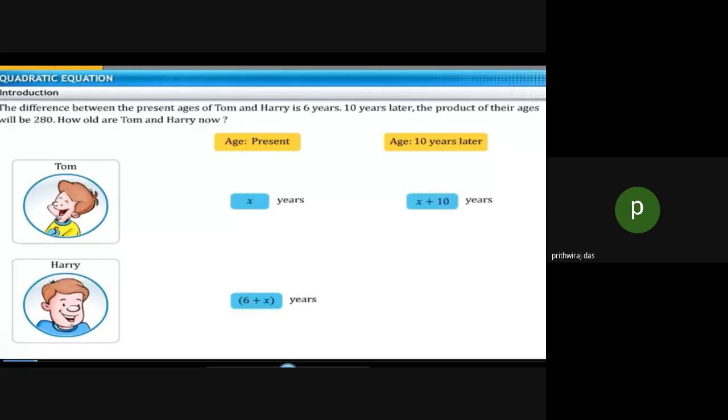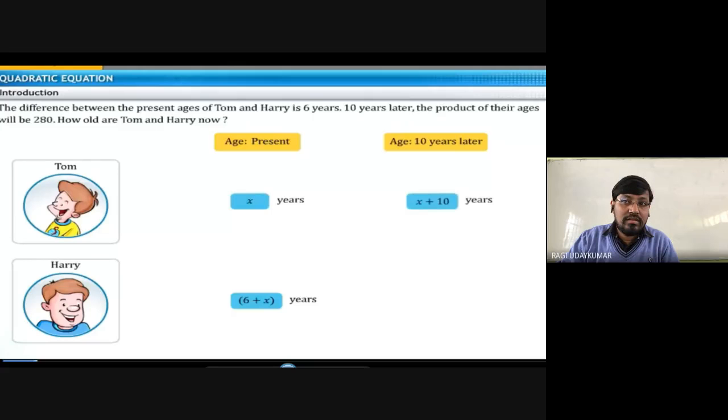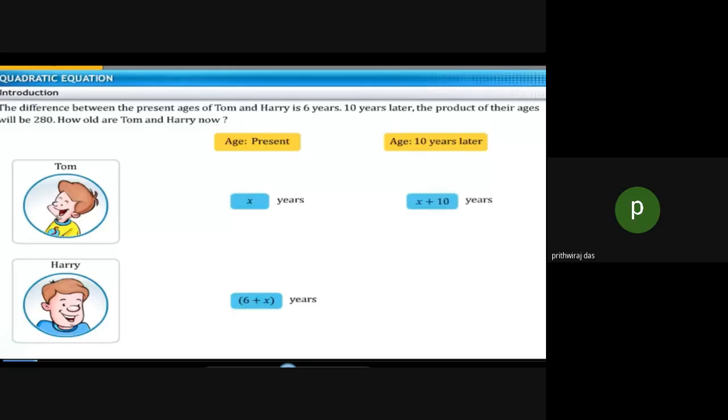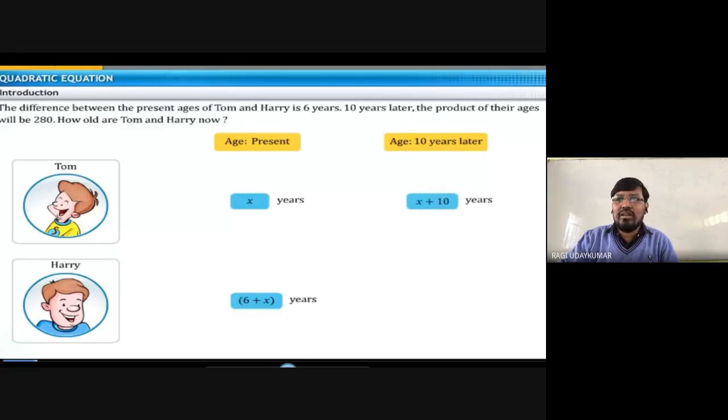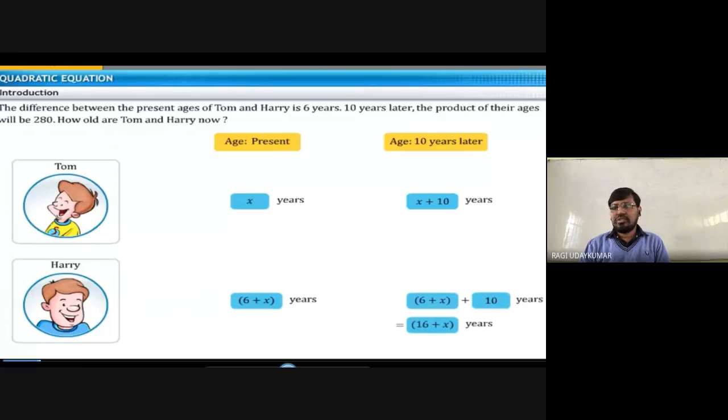So can you tell me what is Harry's age after 10 years? x plus 16. Yes, you can write x plus 16. You have to add 10 to it. So 10 years later, it is x plus 16 years.